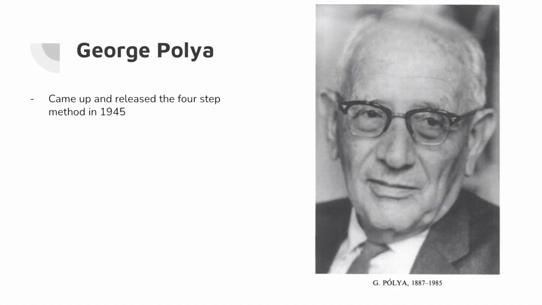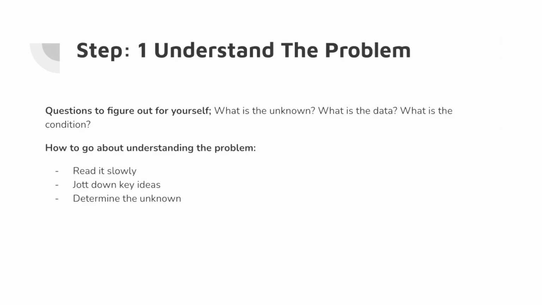George Polya came up with and released the four-step method in 1945. Step 1, understand the problem. Questions to figure out for yourself. What is the unknown? What is the data? What is the condition? How to go about understanding the problem: read it slowly, jot down key ideas, determine the unknown.